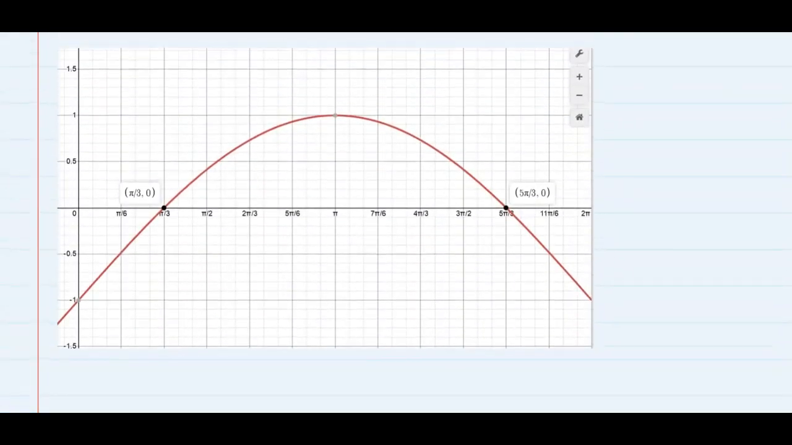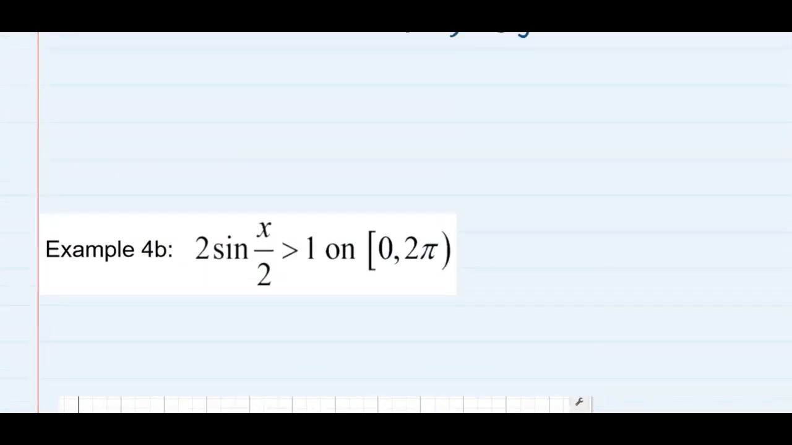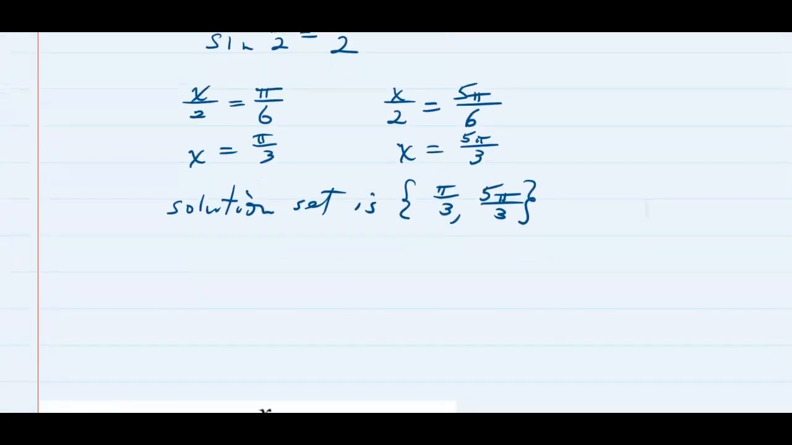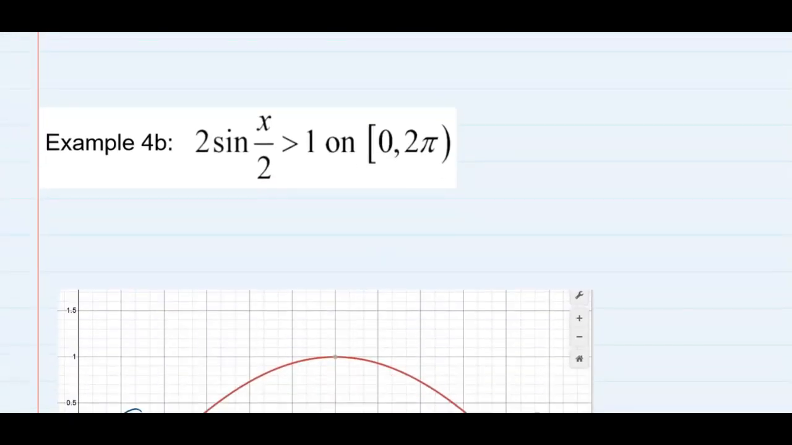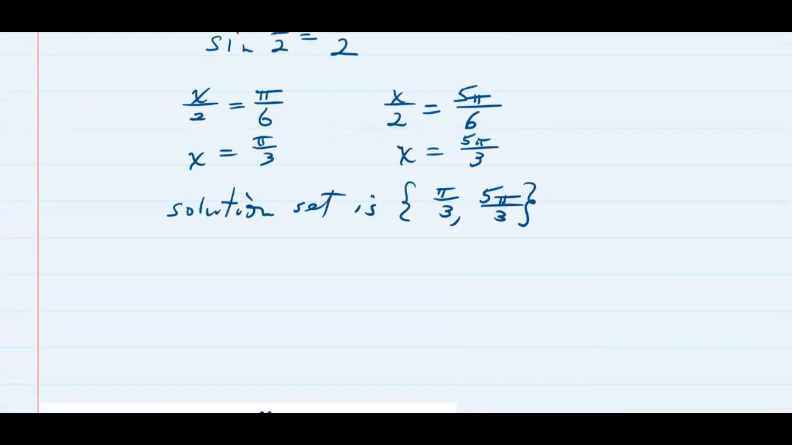We could confirm that with the graph, as we see here. That again is the graph of 2 sine of x over 2 minus 1, and that's why the zeros are the solutions.